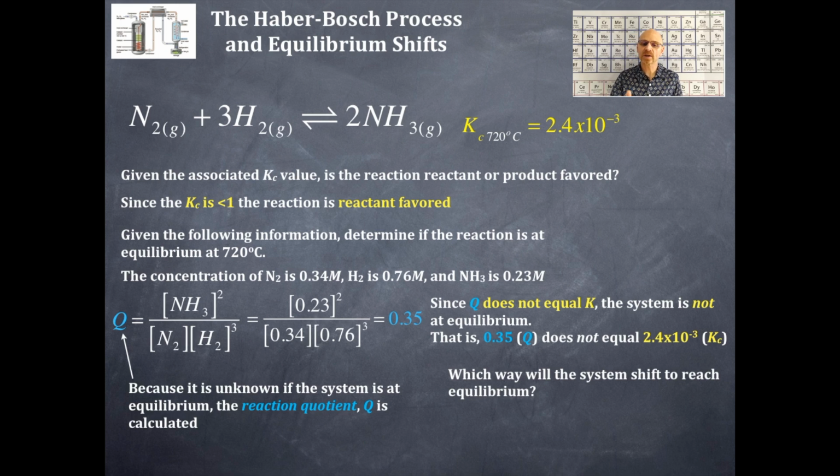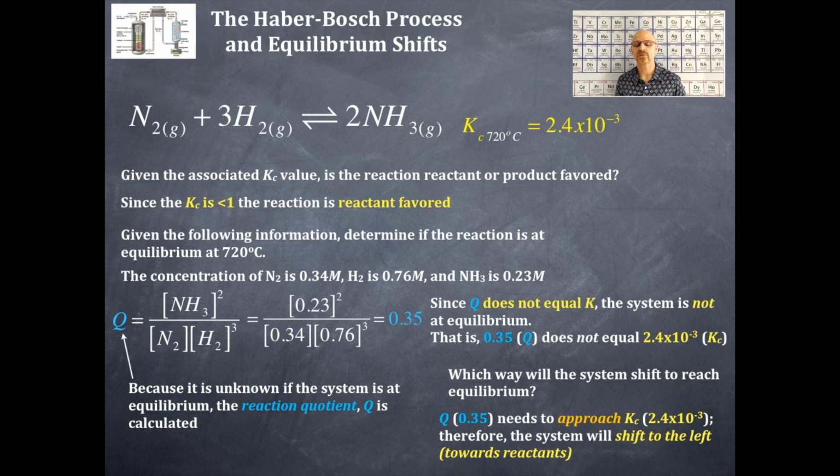So I want the 0.35 to go towards the numeric value of 2.4. So the 0.35 is too big, so I need to decrease that value. Since I want to decrease that value, I want to decrease the products, and that is, increase the reactants, and therefore it will shift towards the reactants to make that number smaller.